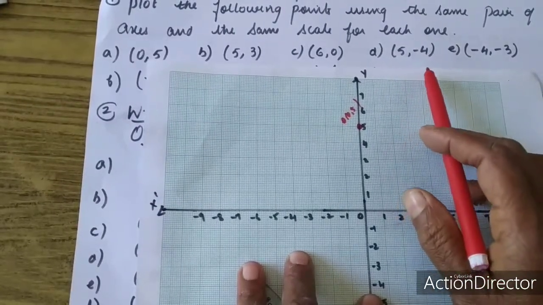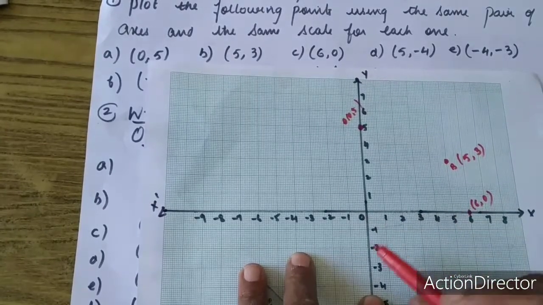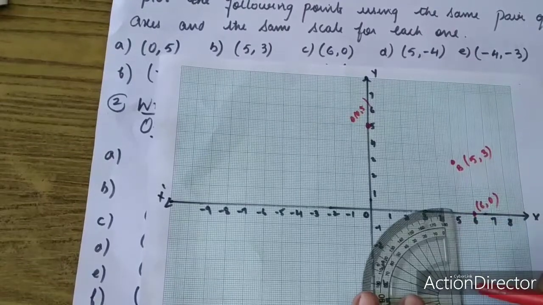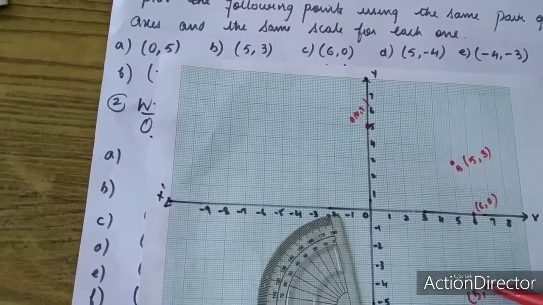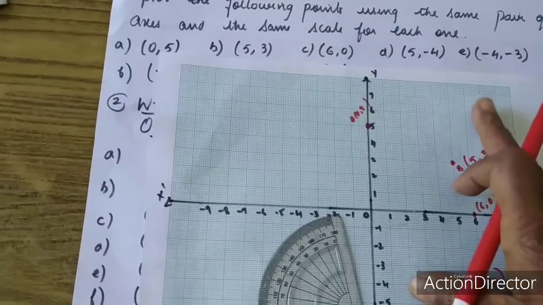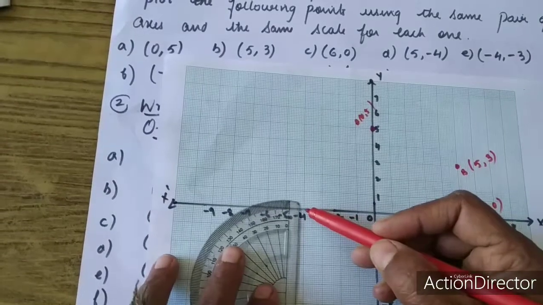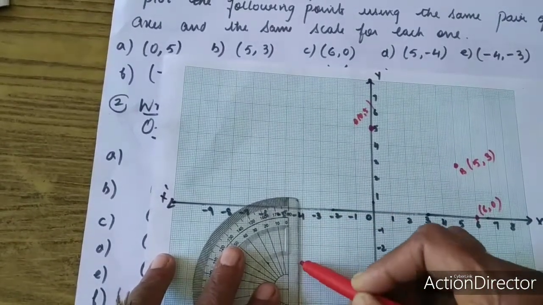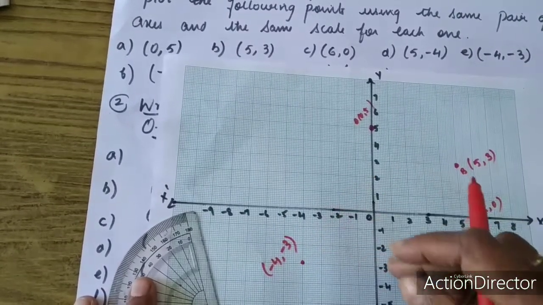Next, 5, -4. On x you have 5 and on y you have -4. So, mark the intersection point. So, this is the point 5, -4. Next one is -4, -3. -4 on the x-axis and -3 on the y-axis. So, this is -4, -3.